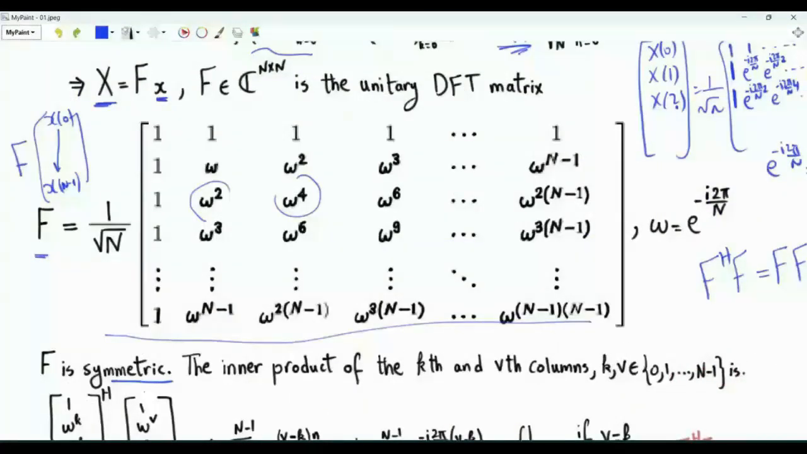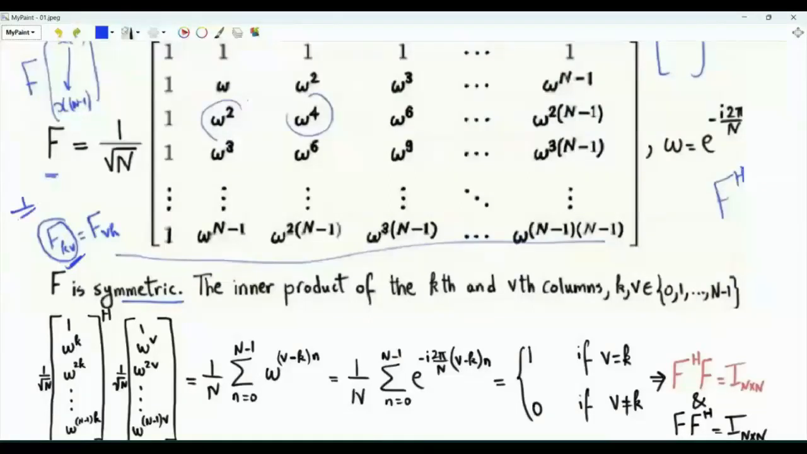This matrix F is symmetric, which means that F[k,l] is equal to F[l,k]. This is 1 over square root N e^(-i2π/N kl).